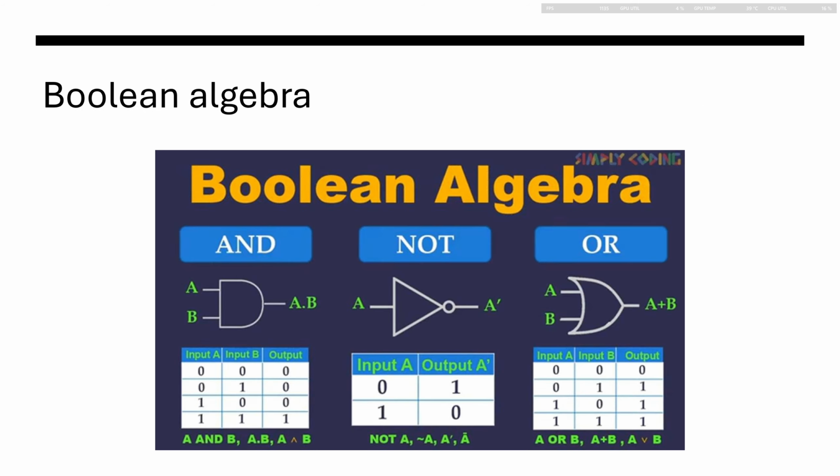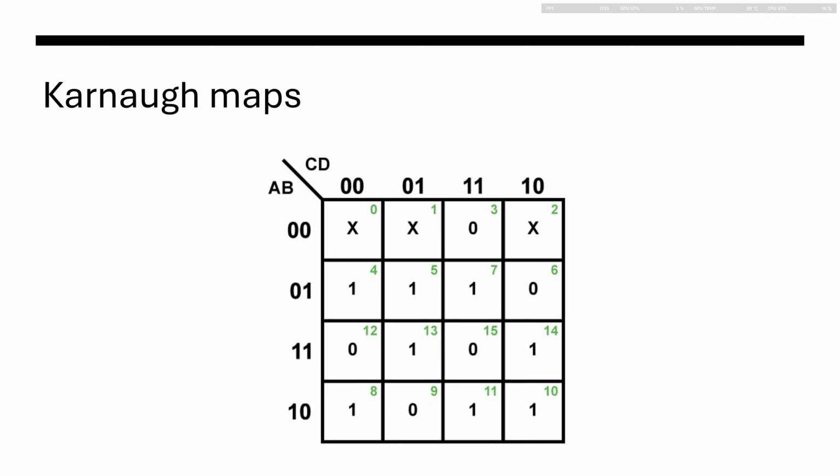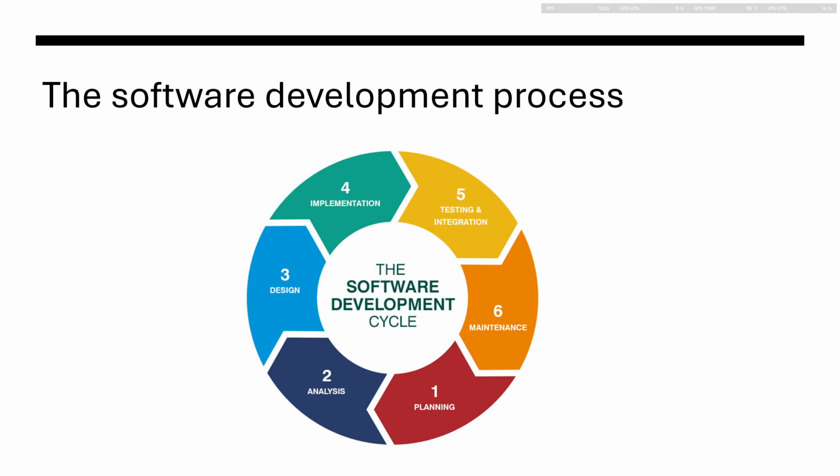You'll learn about Boolean algebra, which is basically how computers execute functions, programs, and instructions, right? It's all just ones and zeros and logic gates, which you can see down below. There's an AND logic gate, a NOT logic gate, and an OR logic gate, with a truth table down below that tells you how each logic gate works. You'll learn about Karnaugh maps and how to use them.